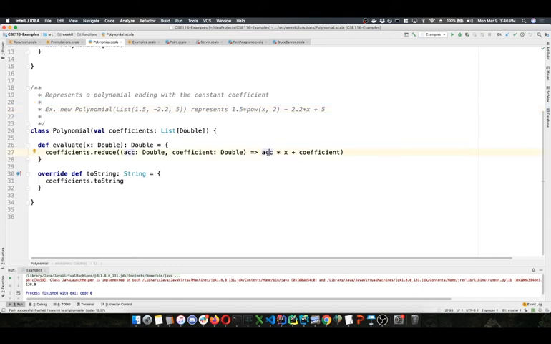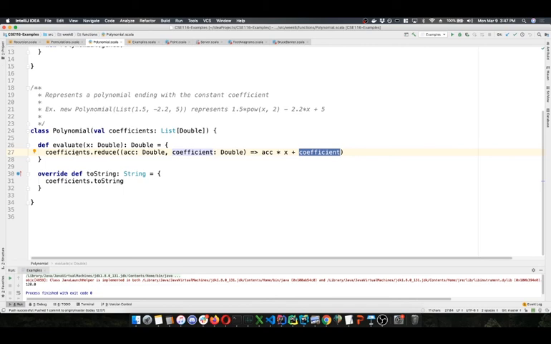The next time this is called, my accumulator is 1.5. I'm going to multiply that by x and add negative 2.2. So now my accumulator is 1.5 times x minus 2.2. And then when I get to my last coefficient, my constant, I'm going to have that 1.5 times x minus 2.2, multiply that by x. So now I have 1.5 times x squared minus 2.2 times x plus 5.